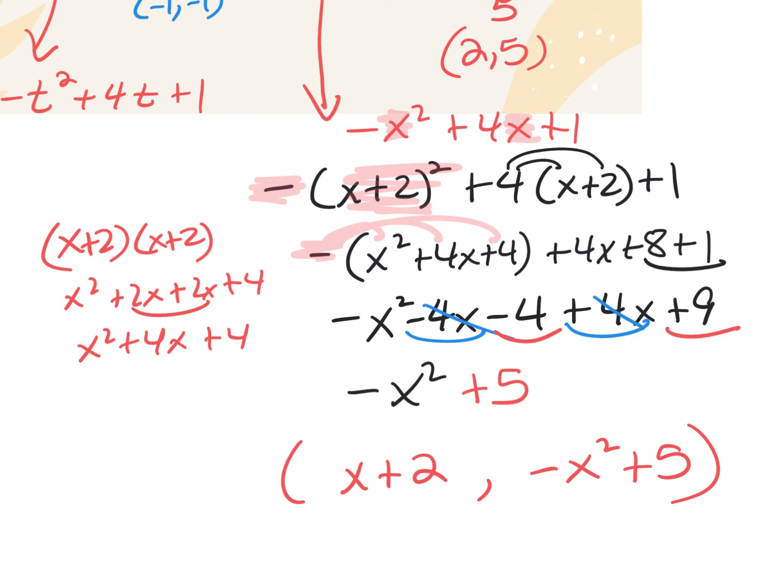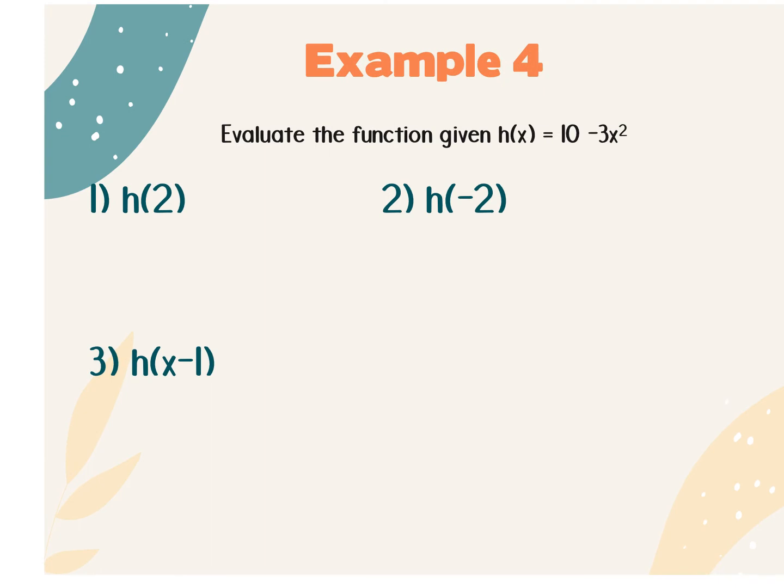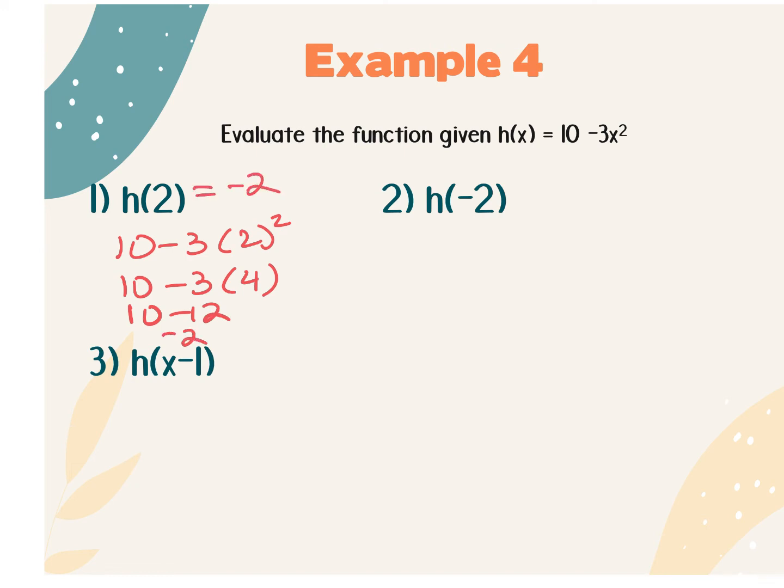Going to do the same thing, but we're going to replace, and now we're going to do an h. So let's try that. Next, again, same idea, but now we're just having a different variable to represent our function. So I'm going to plug in 2 for x. So 10 minus 3 times 2 squared. Do the exponent first, then multiply. And 10 minus 12 is negative 2. So h of 2 is equal to negative 2. And as a coordinate, it's 2, negative 2.